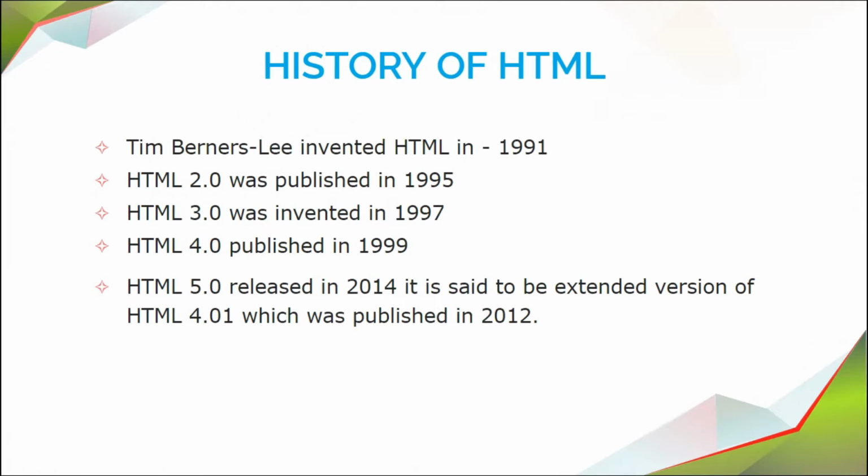Next we'll see the history of HTML. HTML was invented by Tim Berners-Lee in 1991, and then there were a few more releases. HTML 2.0 was published in 1995, HTML 3.0 was invented in 1997, and the major release HTML 4.0 was published in 1999. HTML 5.0 was released in 2014. It is said to be the extended version of HTML 4.01, which was published in 2012.